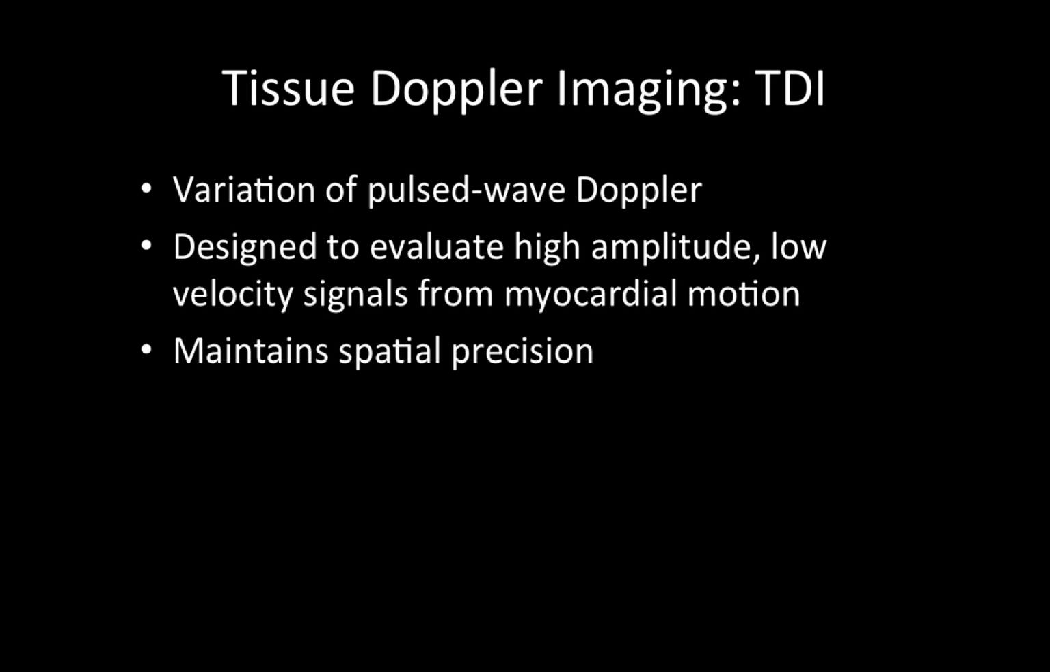Moving on from PW and CW, a quick word about tissue Doppler imaging. So TDI is a form of pulse wave Doppler that has been optimized to measure movement of myocardium. So it maintains PW spatial precision, but is designed to capture high amplitude, low velocity signals, and we'll see an example of it later on.